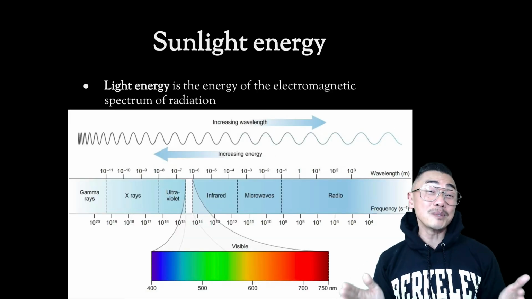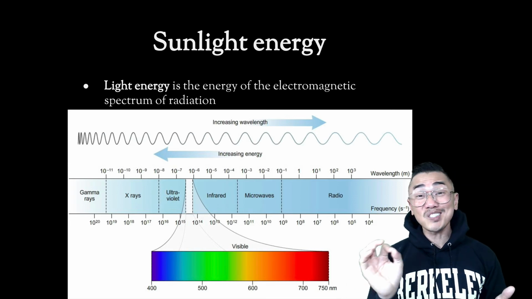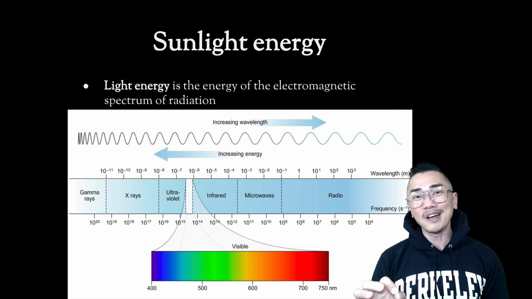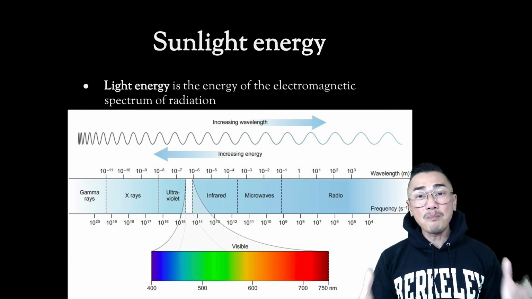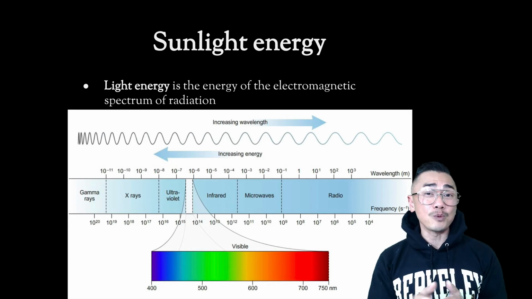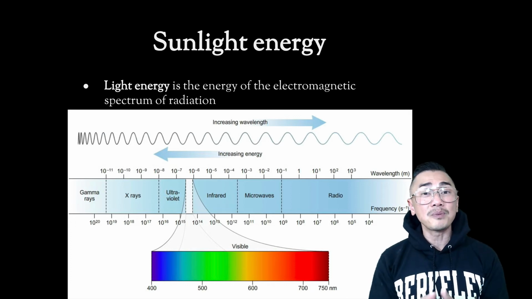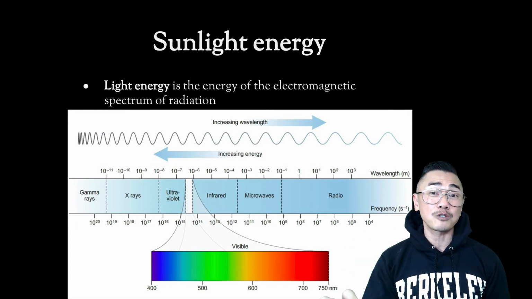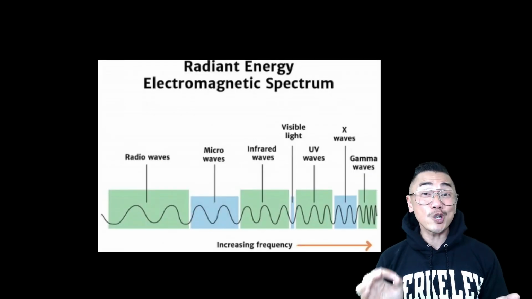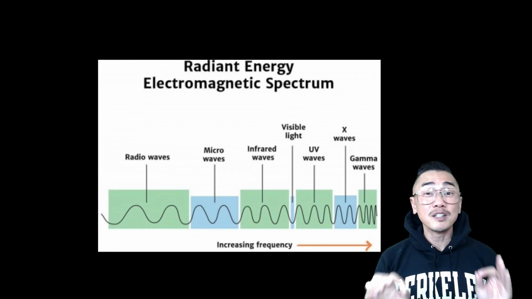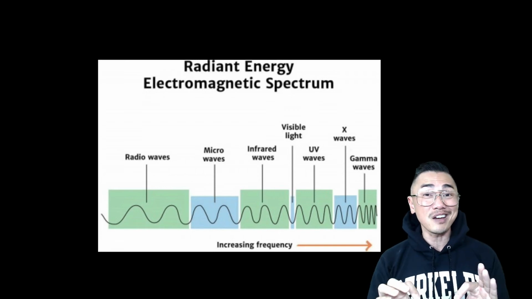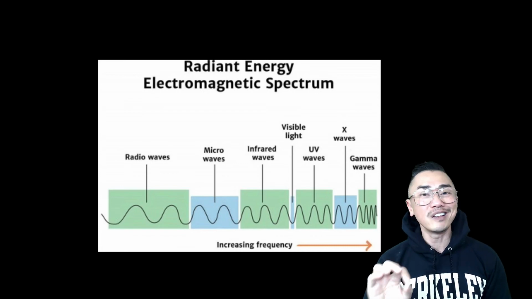Light energy comes in many different forms. These include X-rays, ultraviolet light, visible light, infrared light, microwaves, and radio waves. All these different forms of light energy make up the electromagnetic spectrum. This diagram shows how the type of light energy depends on wavelength. The closer the waves are together, the more energy the light has.